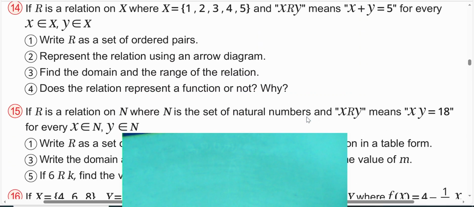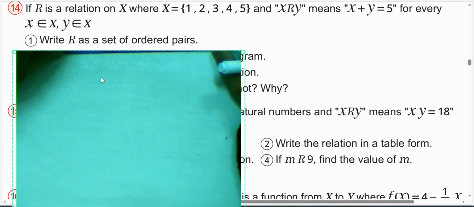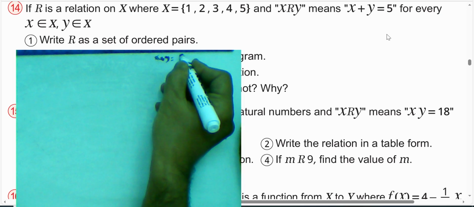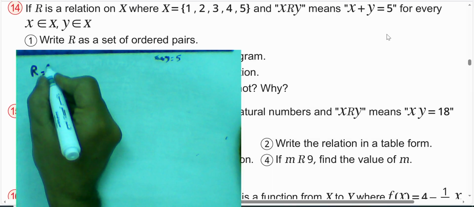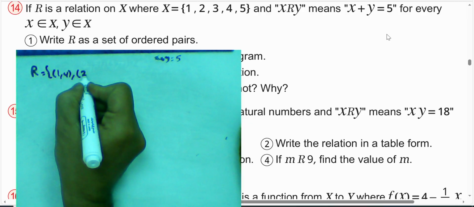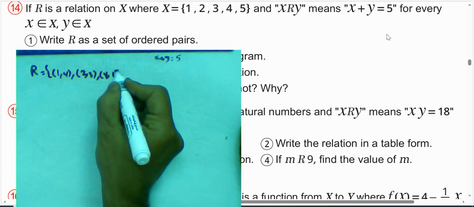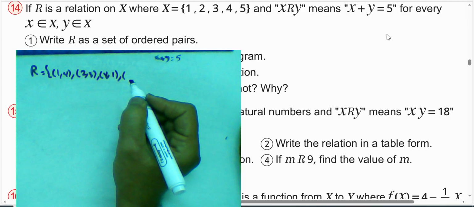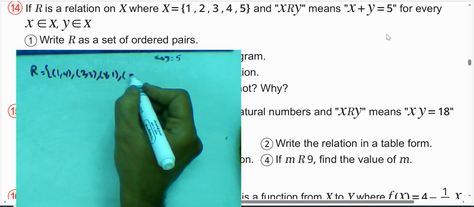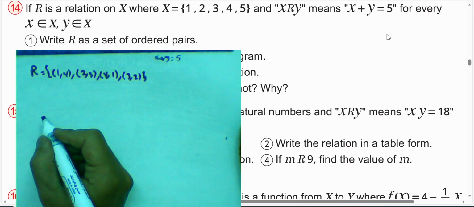Next question, number 14. We have the relation where x equals 1 to 5, such that x plus y equals 5. Okay, we can write the relation. Start with me. We have 1 plus what equals 5: 1 plus 4, and 2 plus 3, and 4 plus 1, and 5 plus 0. So 1 with 4, and 4 with 1, 2 with 3, and 3 with 2. Understood?